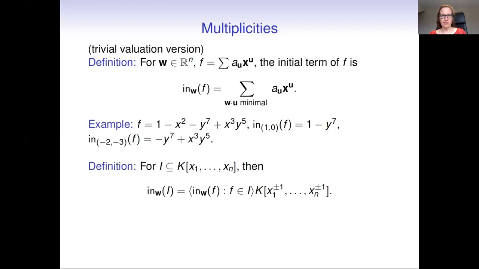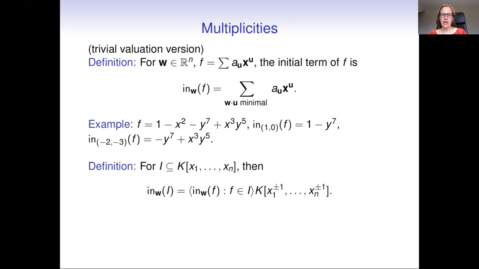I'm going to only tell you about it in the trivial valuation case. If you'd like to know the non-trivial valuation case, you should go to the problem session tomorrow or look at the problem sheet. I'm going to phrase it algebraically as an initial ideal. Geometrically, what we're doing is taking the limit of a one parameter torus action.